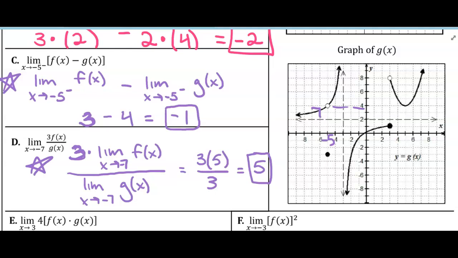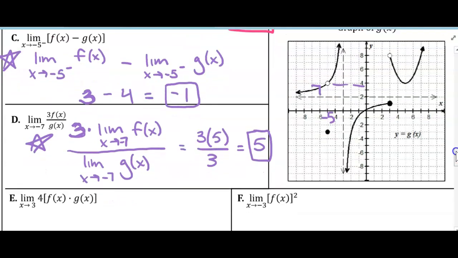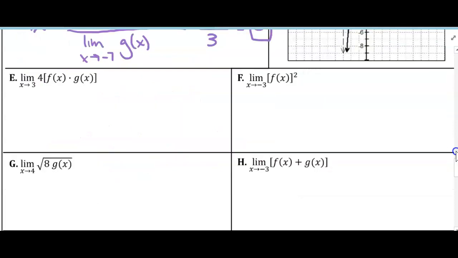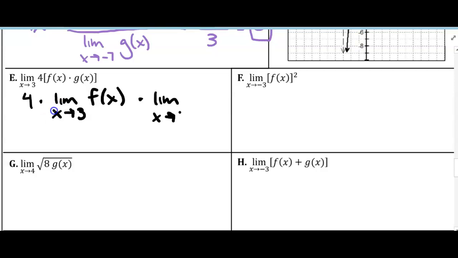All right, fantastic. Let's go ahead and do a couple more, apply a few more of the properties. For looking at letter E, it looks innocent enough as we begin. So when I'm focused on rewriting it, I have 4 times the limit as x approaches 3 of f of x times the limit as x approaches 3 of g of x.